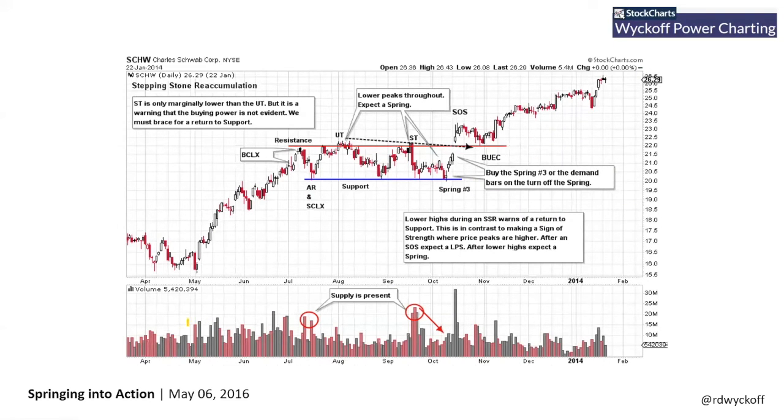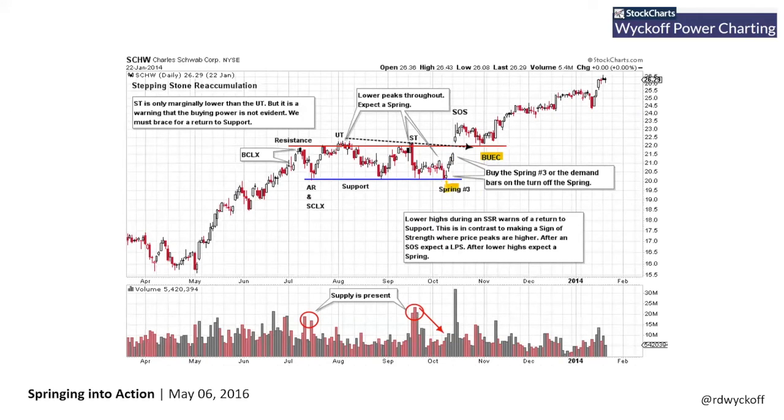This is Schwab. This is a spring also. You can see that very, very briefly, there's an undercutting of the automatic reaction low here, and this area comes on really no appreciable increase in volume, which shows that supply is exhausted, and then it just turns up, and look at this wonderful jump up and out for a sign of strength, and then a backup, which the backup is also considered a last point of support.